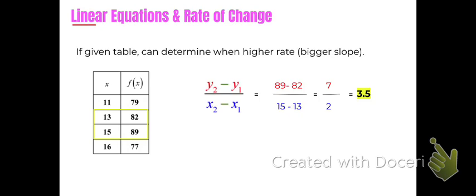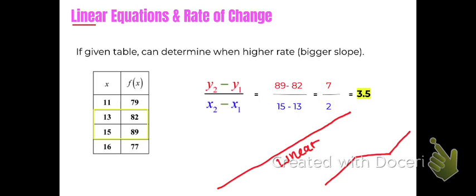So if they're asking, is this a linear relationship? It would be no, because the rate is different. It changes. If the rate continued to be the same, then it would have a constant rate, the same slope. Imagine it having the same slope, same rate, so that is a line. If it's not, then it is not linear.